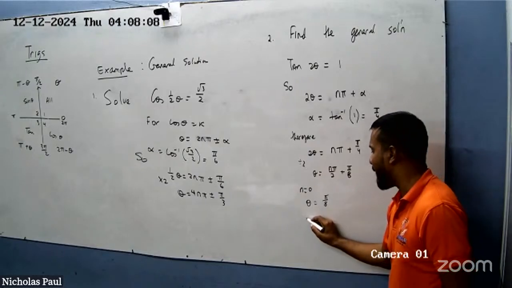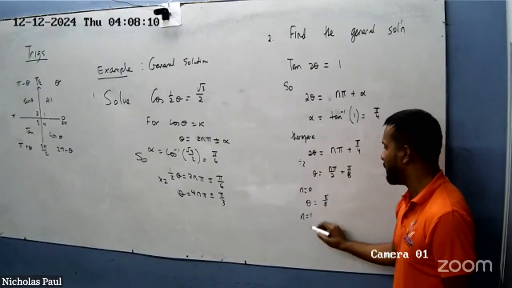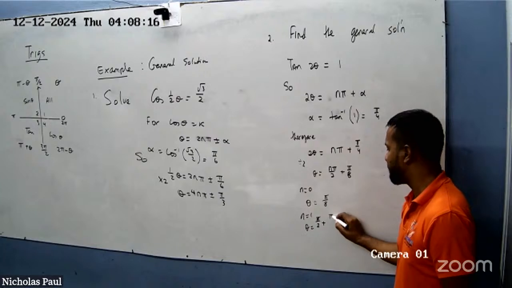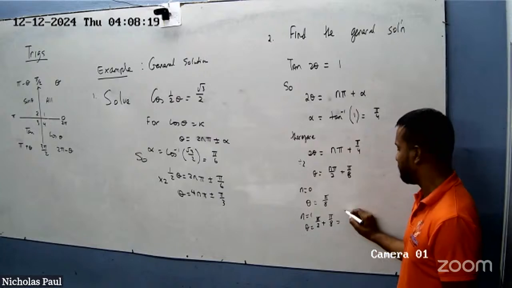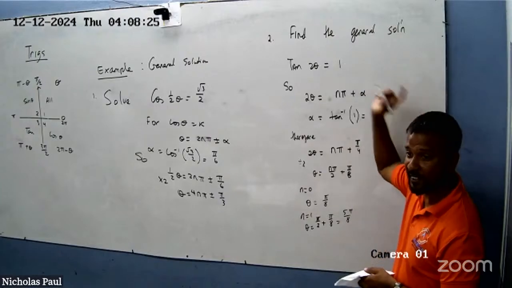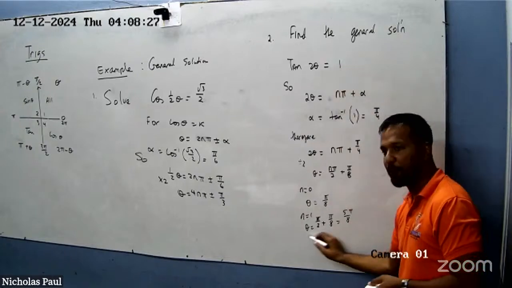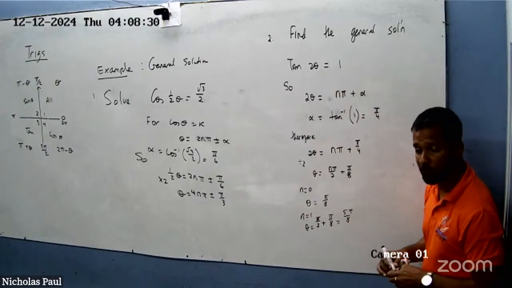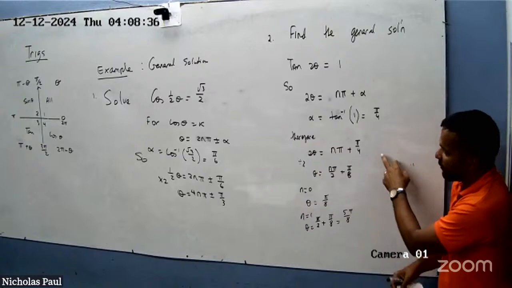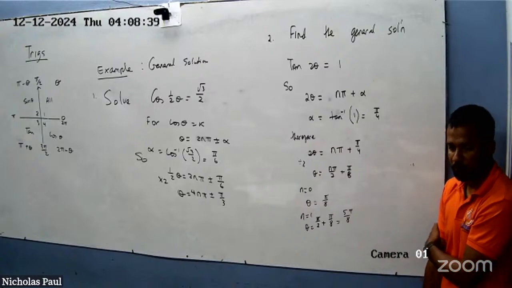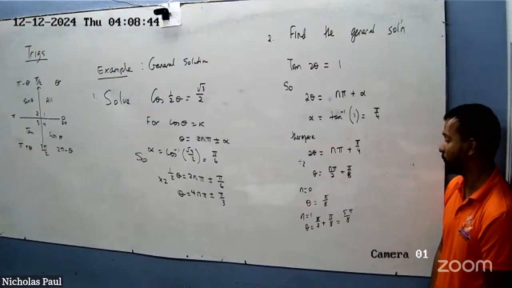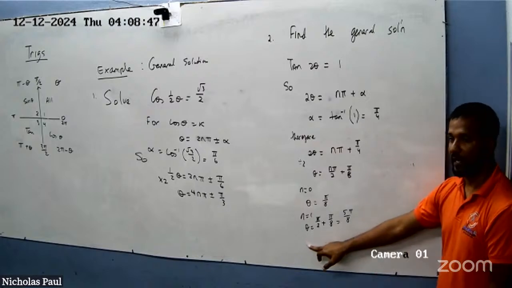What about when n is 1? N is 1 will be pi on 2 plus pi on 8. That's 5 pi on 8, and that was the second answer. Third answer, put n is 2 and so on. So instead of listing them out, you can use the general formula and work it out.